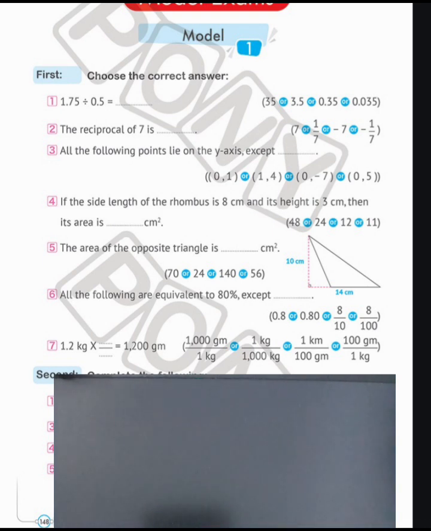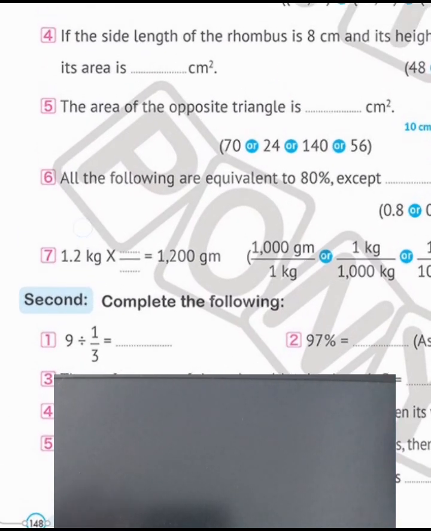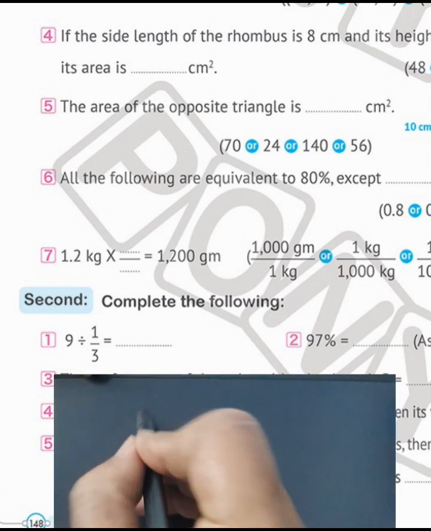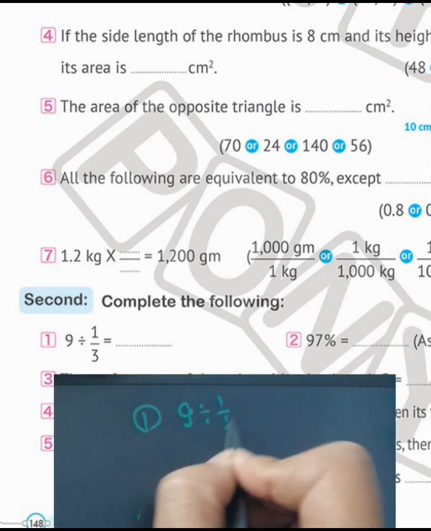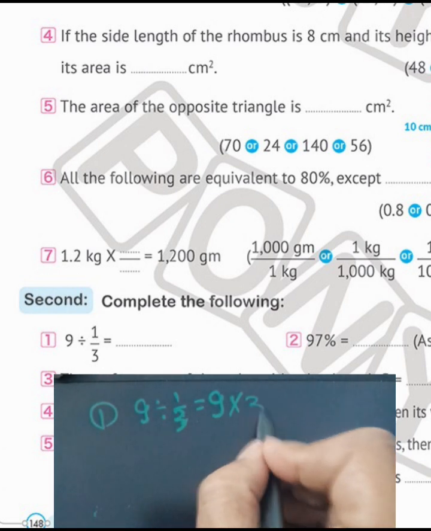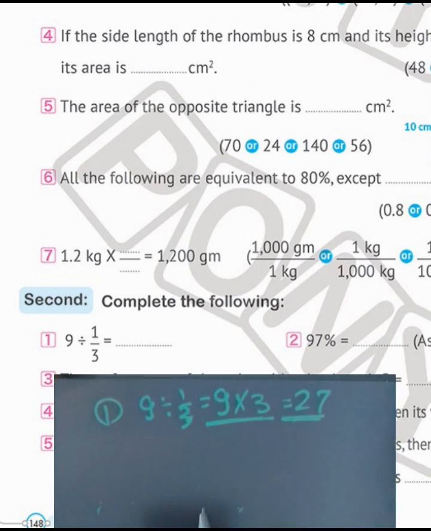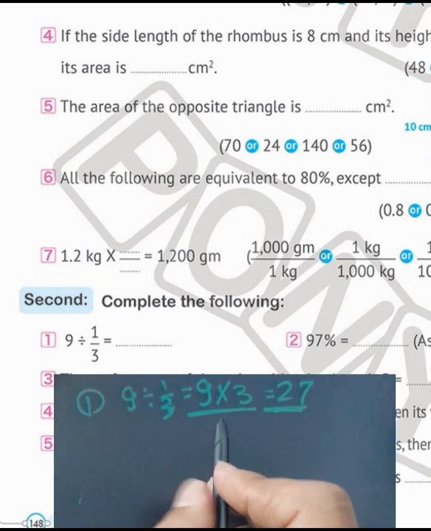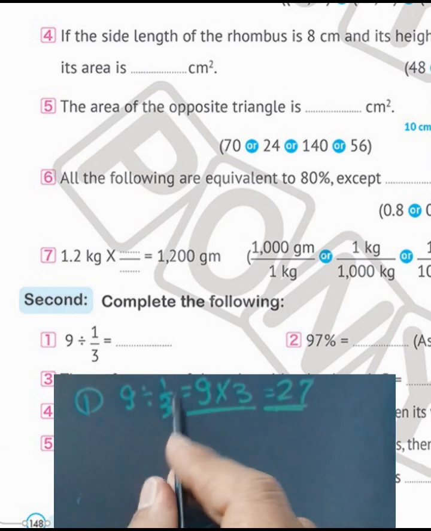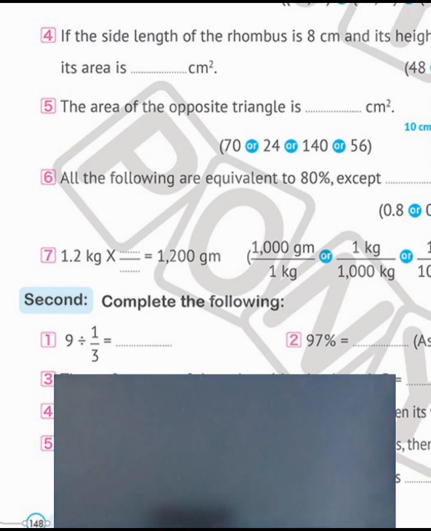Okay, next question. Complete: 9 divided by one third equals what? We must convert from division to multiplication, using the reciprocal of the second fraction. We have 9 divided by one third. We must write 9, and the reciprocal of one third will be 3. Convert from division to multiplication and convert the fraction one third to 3 over 1. It means 3. 3 times 9 equals 27.